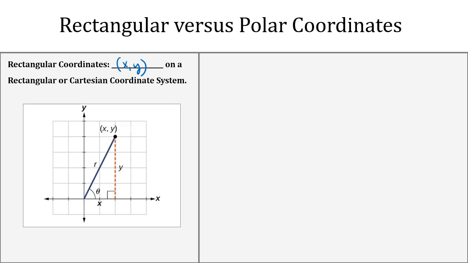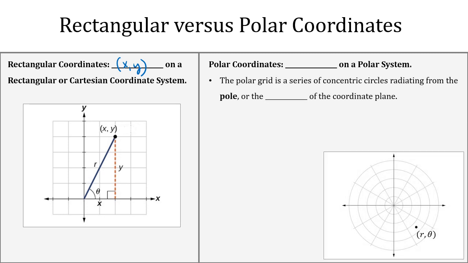However, from work done in previous videos, another way to measure the location of a point is by knowing its distance from the origin, which is called the radius, and its angle measure from the positive x-axis going counterclockwise. Because of this, rectangular coordinates, x, y, can be expressed in what is called polar coordinates in the form of r, theta. In this polar system, the polar grid is a series of concentric circles radiating from the pole or the origin of the coordinate plane.